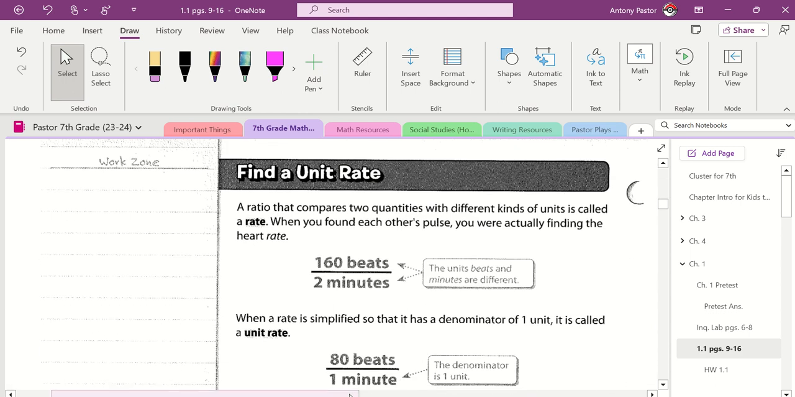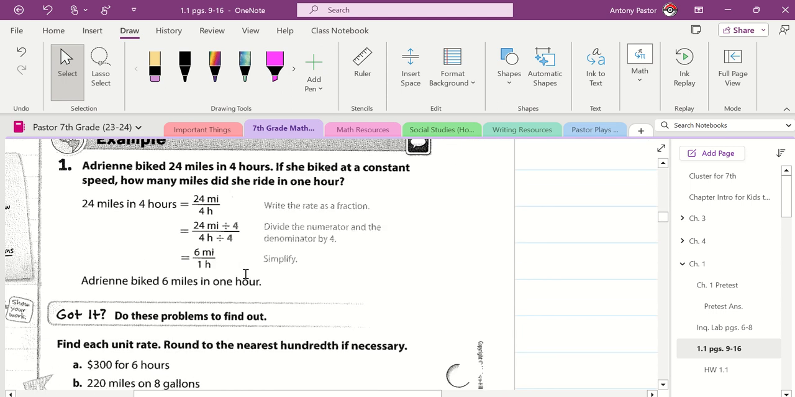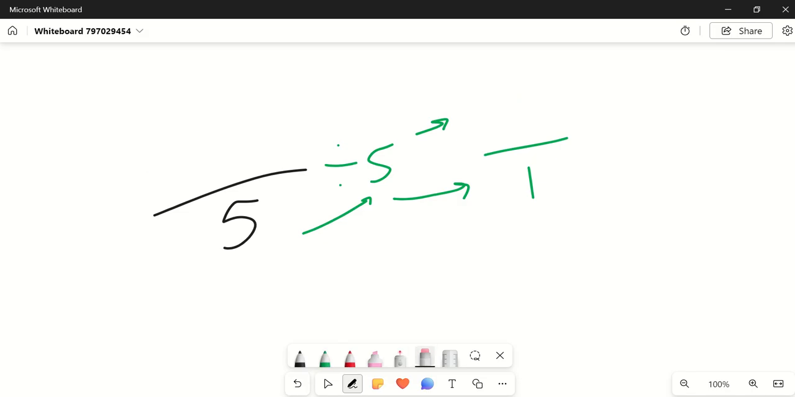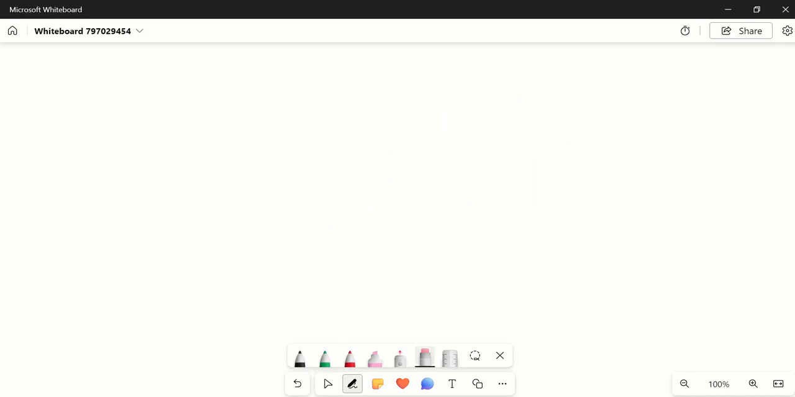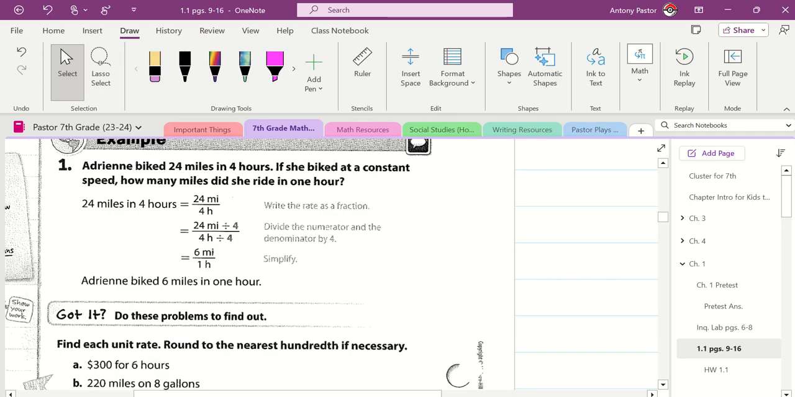Now let's find one that's already given us this. See, they gave us that example here. Let's find another example. Adrian biked 24 miles in 4 hours. So we would write out 24 over 4. She wrote 24, and then you can even put the units, miles, 4 hours. Okay? How if she biked at a constant speed?